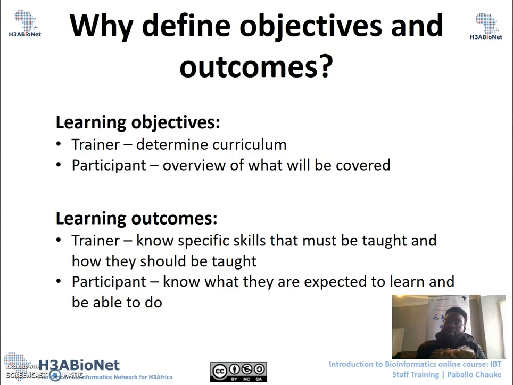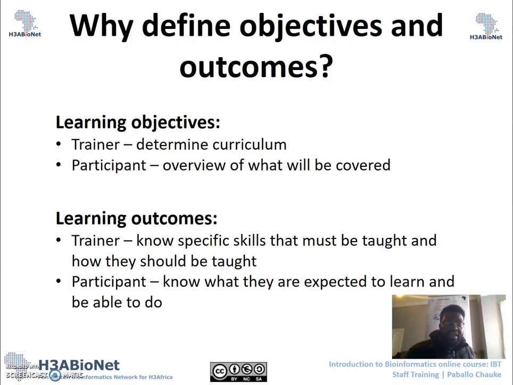But what this affords us, or rather forces the trainer, is to make sure that there's some sort of guideline to ensure that students meet a certain minimum level of understanding per module. So what learning objectives do is allow the trainer to determine the curriculum. They decide, okay, I want students to learn this. And for the participant, equally, they can see the overview of what will be covered by having objectives.